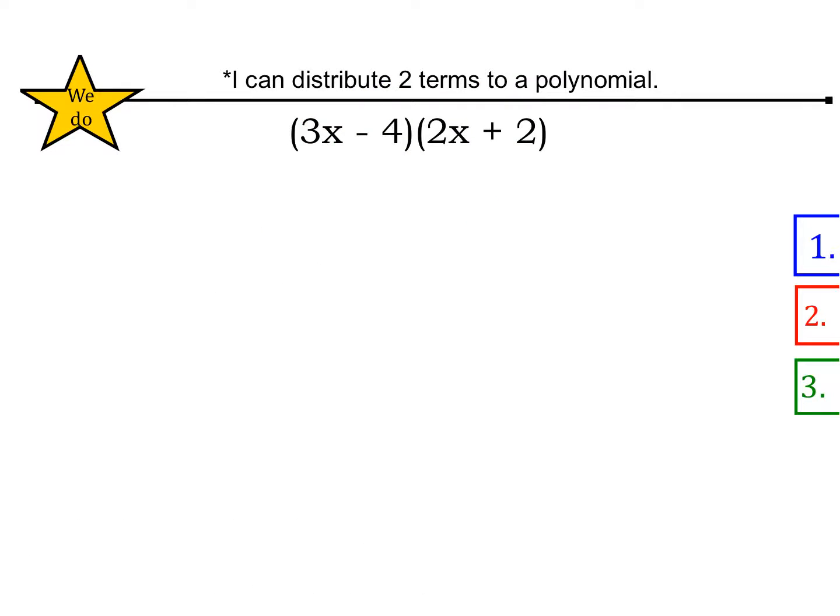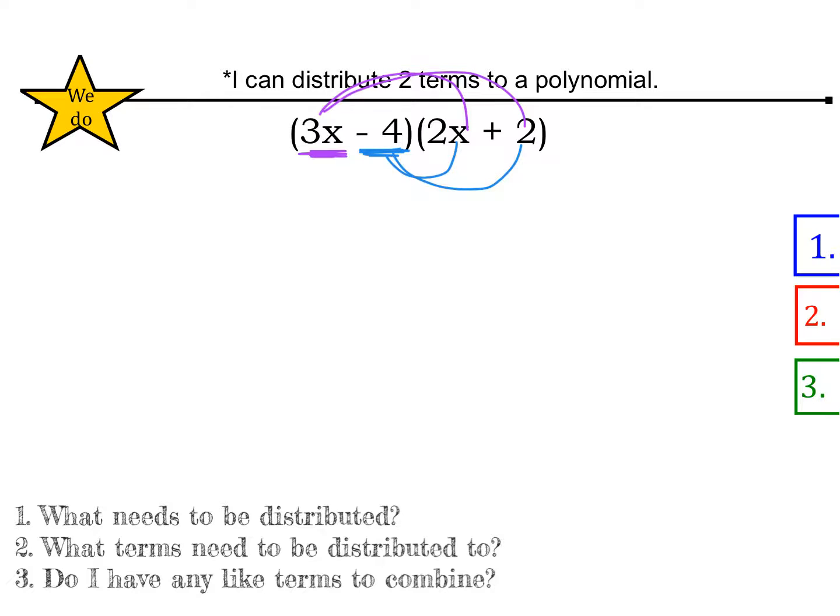Alright, so in this example, 3x minus 4 times 2x plus 2, I want you to think about what needs to be distributed and what needs to be distributed to. So go ahead and identify those two pieces. So hopefully you were able to see that the 3x needs to get distributed to the 2x plus 2, and the negative 4 needs to get distributed to the 2x plus 2.